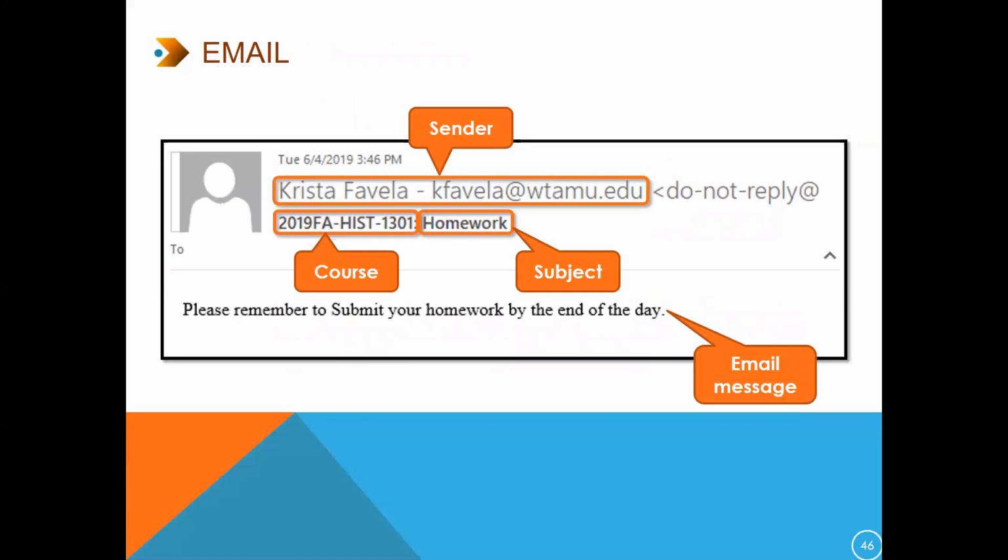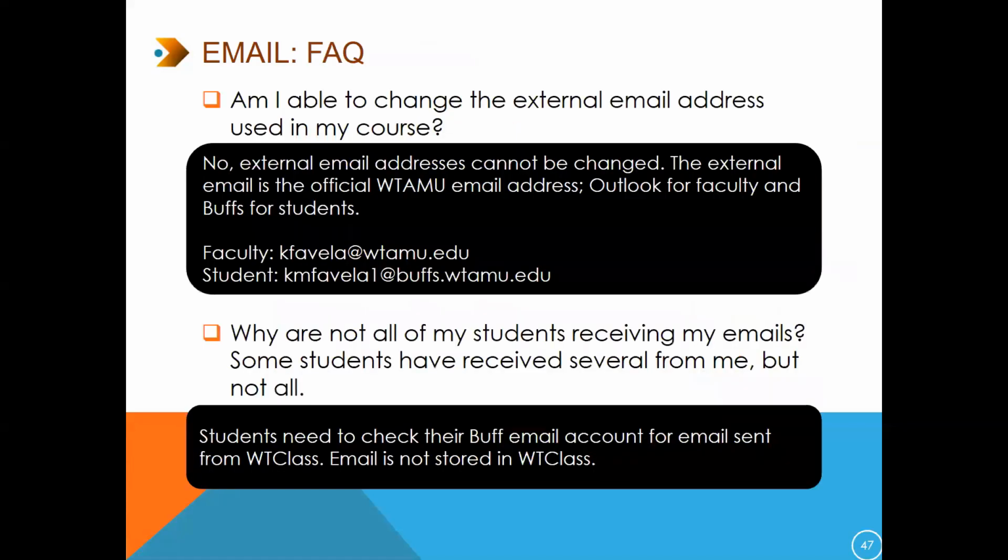So here's an example of how that email looks whenever you send or whenever you receive an email. It lists the person who sent it in their name. It tells you what course as well as the subject line, all in that subject. And then the message is actually in your email, so you don't have to come back into WTClass to see it. So again, that means it's actually all in that Outlook email, all in that WT email.